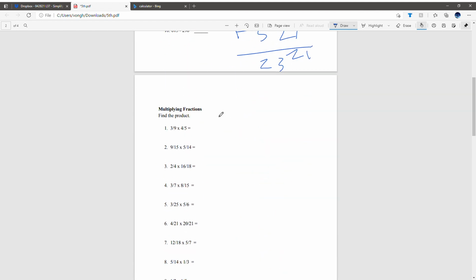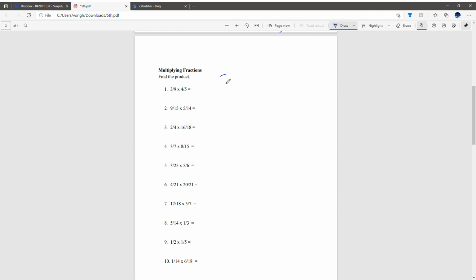Here you got multiplying fractions. This is really simple. So the first one, you have 3/9 times 4/5. And all you have to do is just multiply the top by the top and the bottom by the bottom. What I mean by that is that you do 3 times 4, which is 12, and then 9 times 5, which is 45.